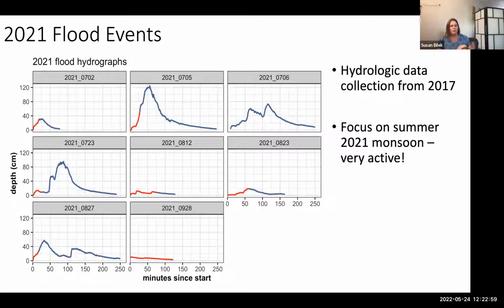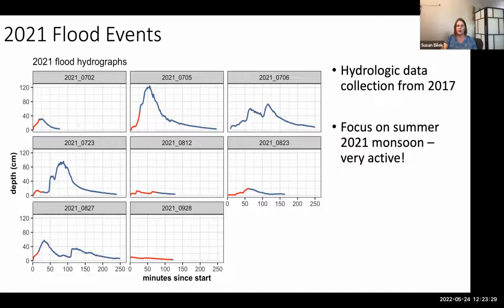So we've been collecting hydrologic data in various forms in the basin since 2017. I'm going to focus today on activities last summer because we were very fortunate to capture a very active monsoon season. We had 8 floods in our system, one of them peaking at about 1.2 meter water depth at the outlet. So the hydrographs are shown here for our different flood events.